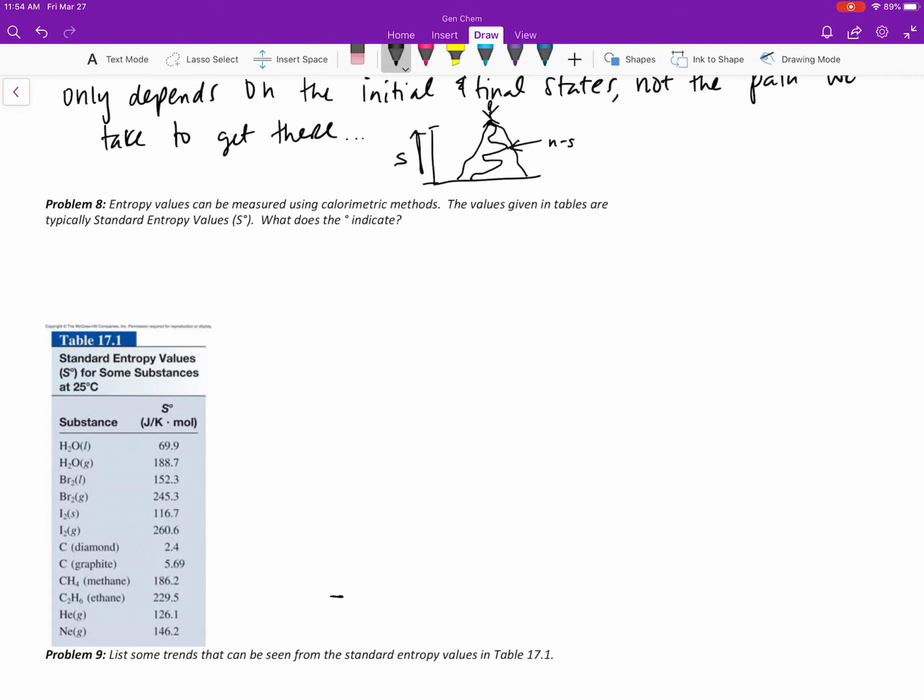Entropy values can be measured using calorimetric methods. The values given in the tables are typically standard entropy values with the S naught, N-A-U-G-H-T. Naught is what the little degree symbol means here. And so what this tells us is when we have that naught symbol, it means we're looking at the standard molar, so when n equals 1 mole, state, and this is so that values can be compared.